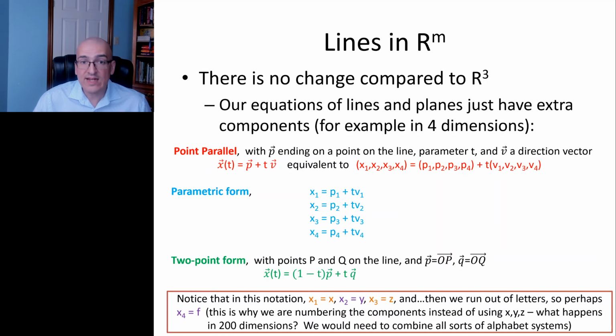But instead of doing that, what's done is we use subscripts. So we'll say the first component is x1, the second component is x2, third component is x3, and fourth component is x4. Those are being used in place of x, y, and z for the first three. It's just much easier to go to as high a dimension as we want.